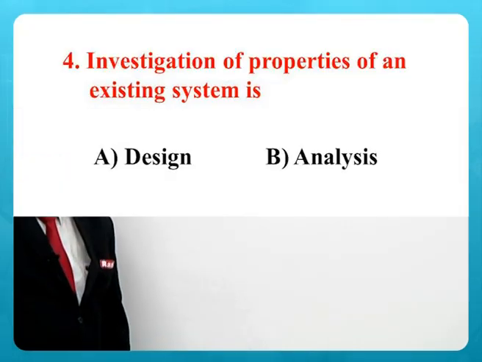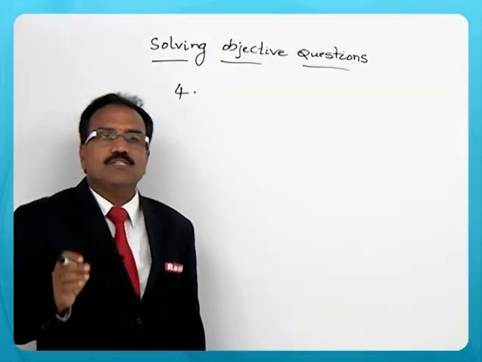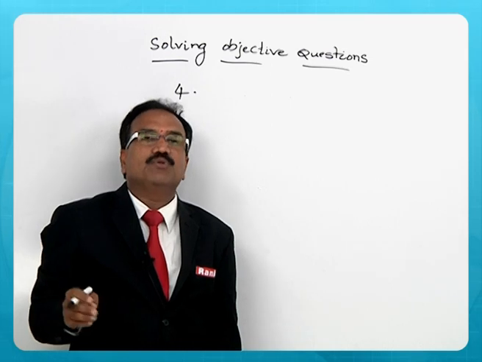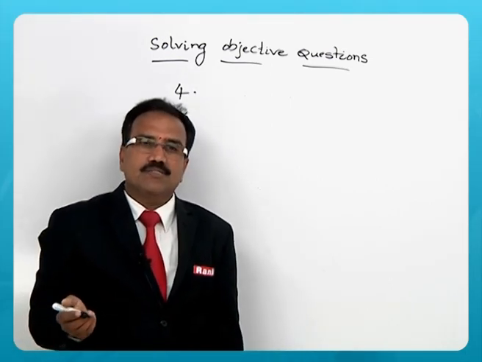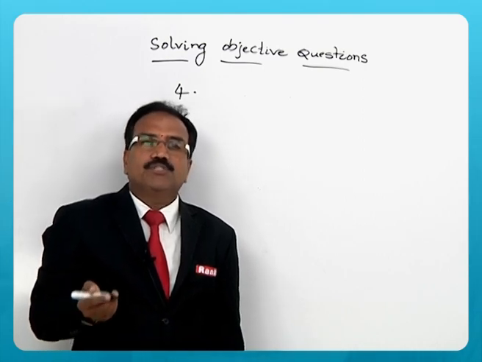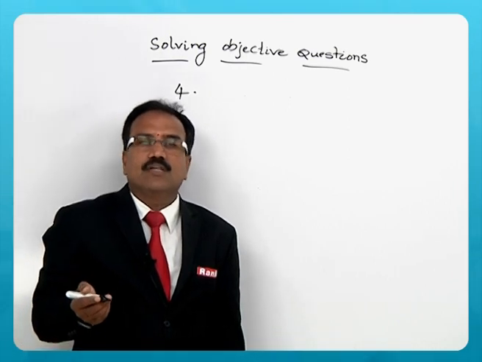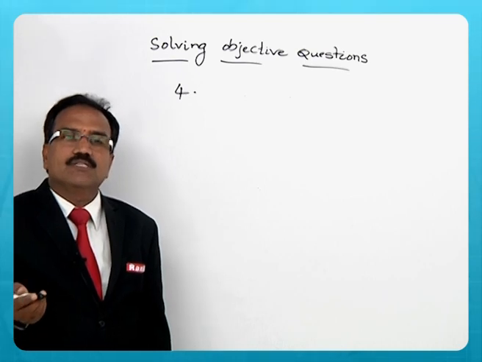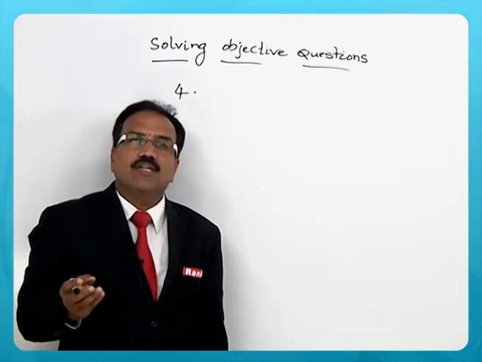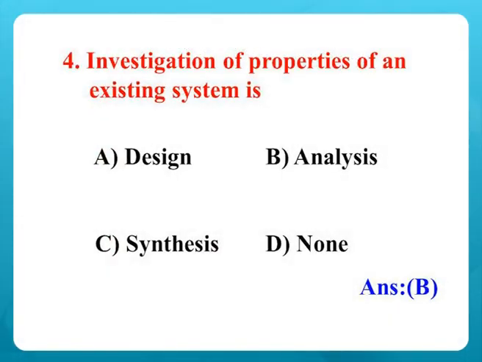Question number 4, investigation of properties of an existing system. System is already given to us. Now you need to investigate, study the properties or characteristics. So what is it known as? Options are design, analysis, synthesis, none. So analysis is the right option because system is already existing and you are just studying its behavior. So option B is the right answer for this question.